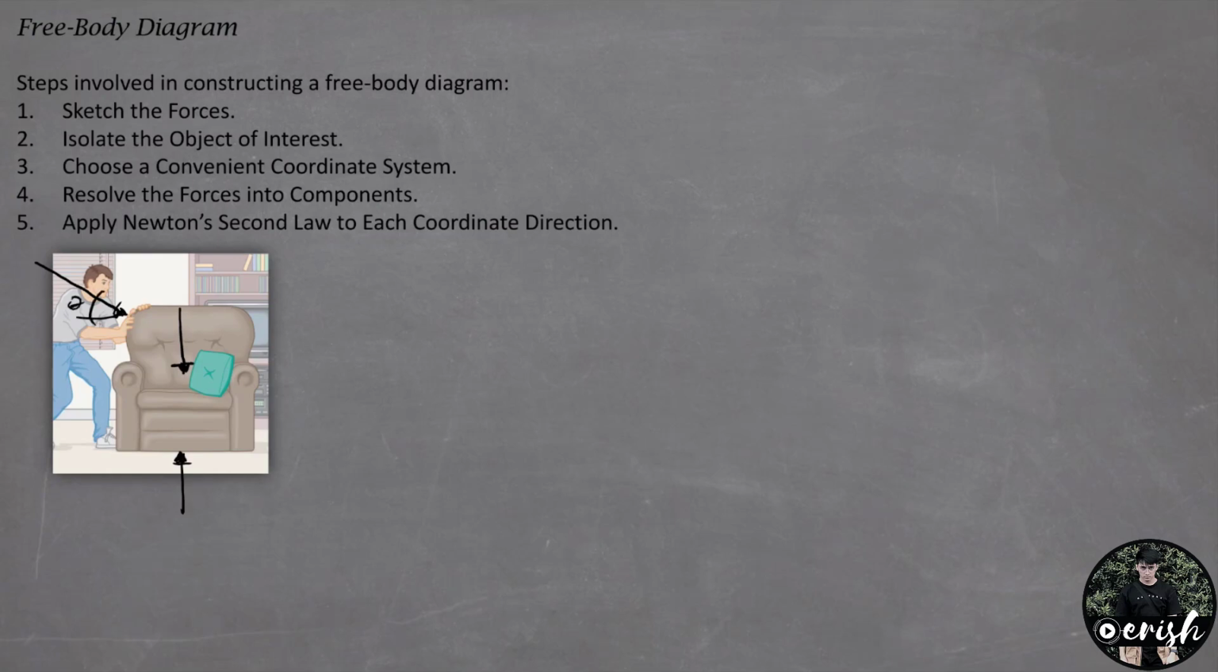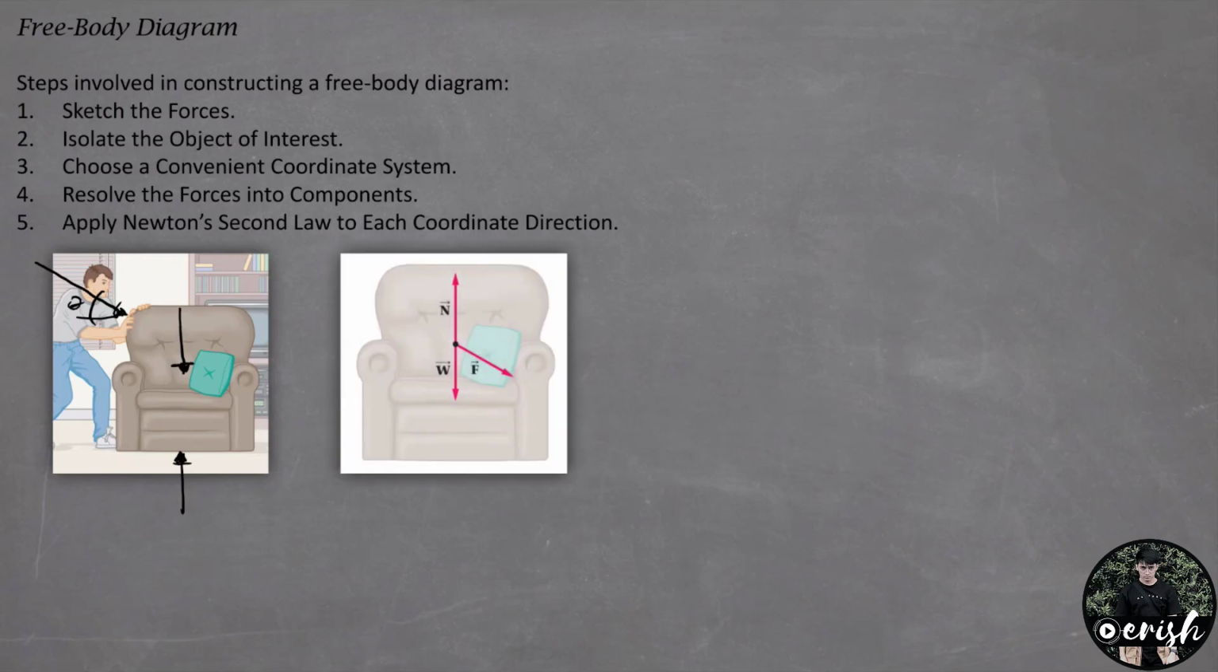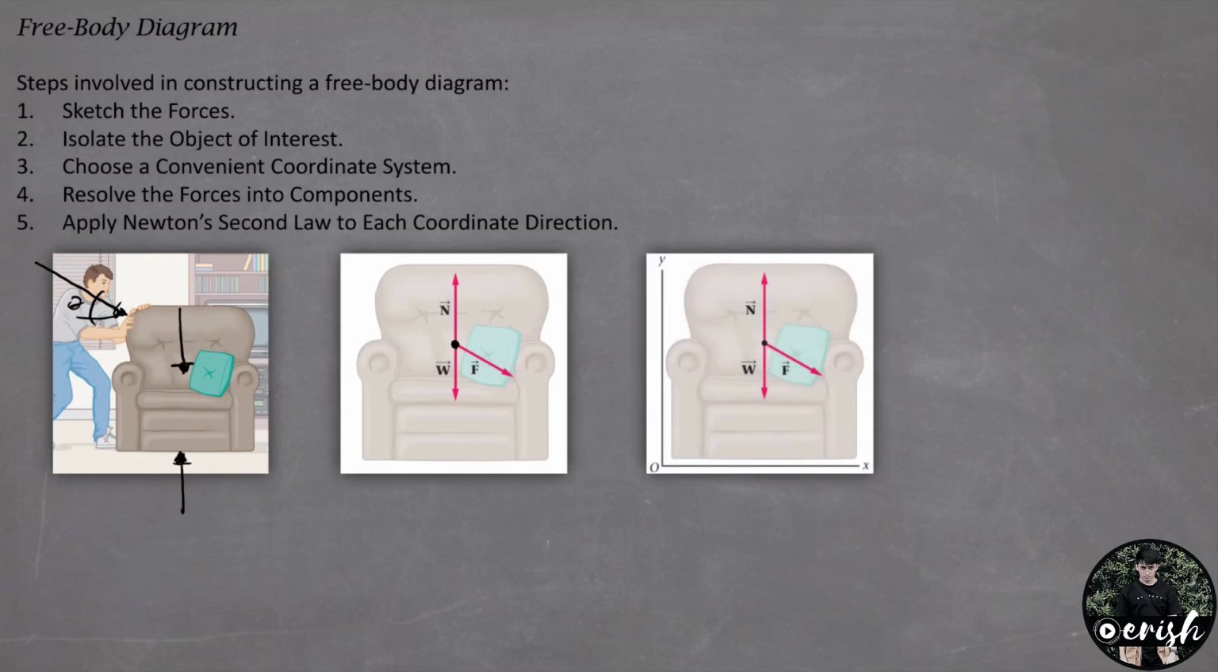Na-sketch na natin lahat ng forces na nag-act sa sofa. And number 2, we have to isolate the object of interest like in this figure. So, ginawa na lang natin siyang point. Ito na siya. And then, pinag-connect natin lahat ng forces with their respective direction. And number 3, we have to choose a convenient coordinate system. Say, ito siya. Ito yung y and the x para alam natin kung saan yung directions ng forces na nag-act dun sa object of interest natin.